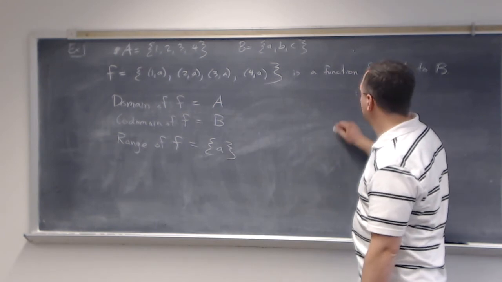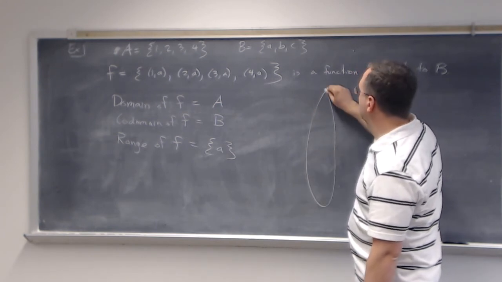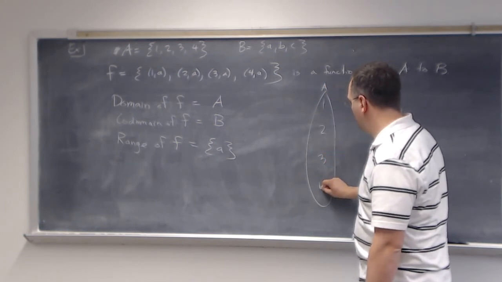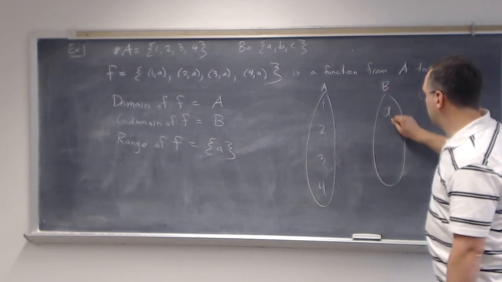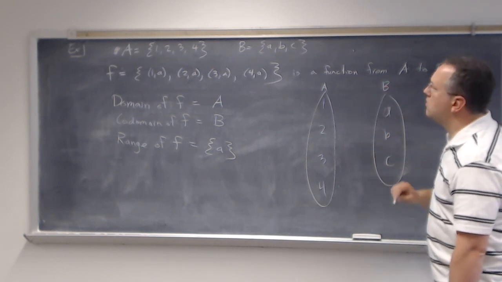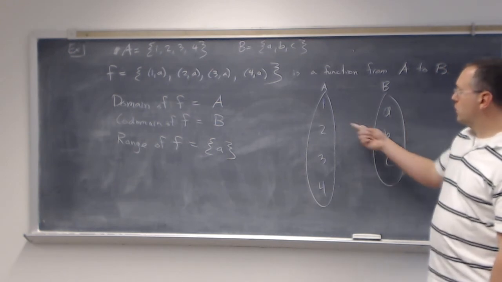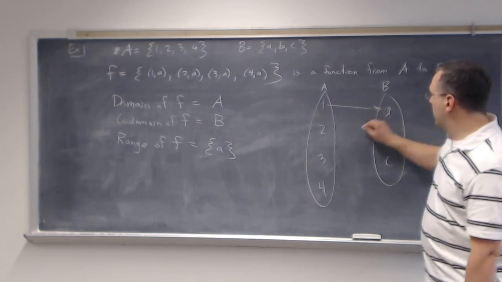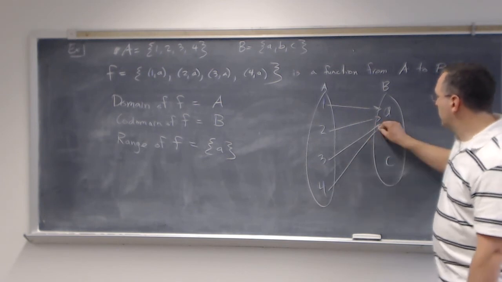How would you graph this function? Let's see. Okay. You might sketch a diagram of this function. The domain is 1, 2, 3, 4 and the codomain is A, B, and C. And then remember, to show that two elements are related in any relation, you draw an arrow. So 1 is related to A, 2 is related to A, 3 is related to A, 4 is related to A.